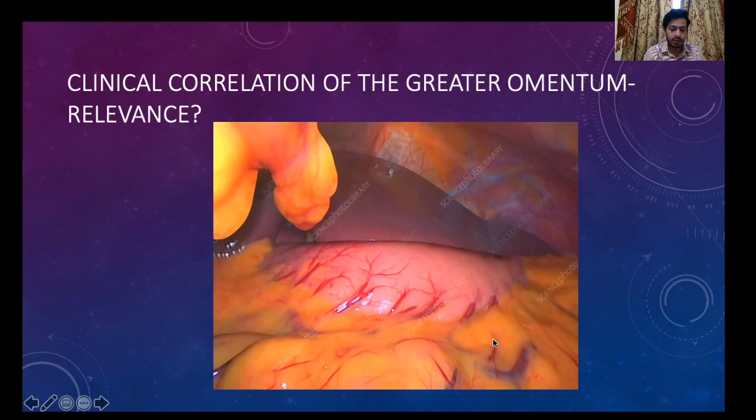So, clinical correlation of the greater omentum. This is our stomach. This is our omentum. I know it looks like it has vessels entering it, but they're not actually vessels for the omentum. They're for the stomach. And in most cases, that's probably the gastroepiploic vessel anastomosis from the right side and the left side. This is obviously your huge gland. You can't miss this. This is the liver. You can see a diaphragm here.